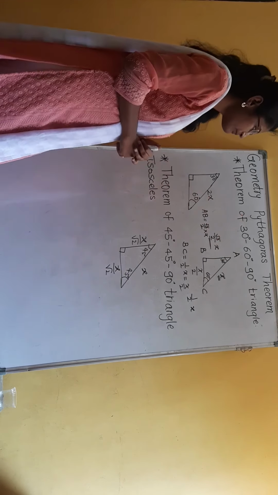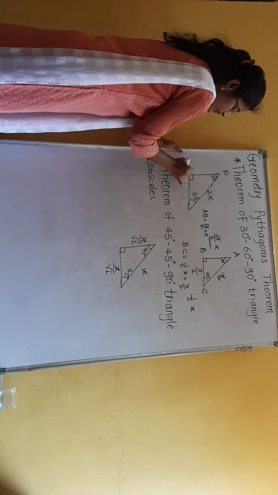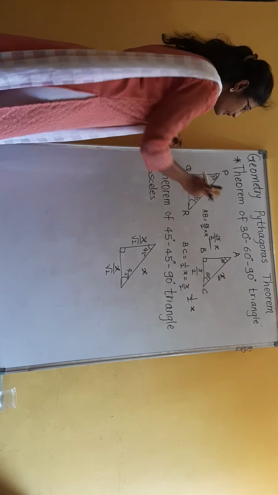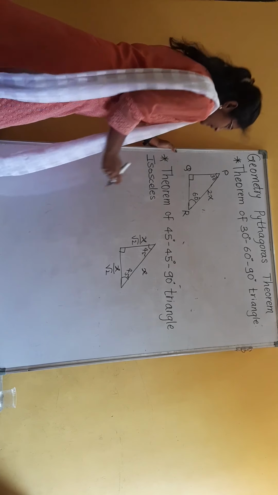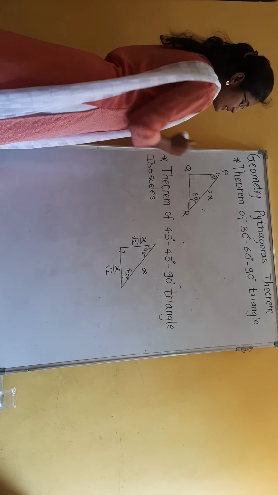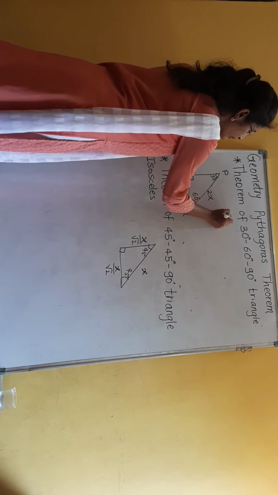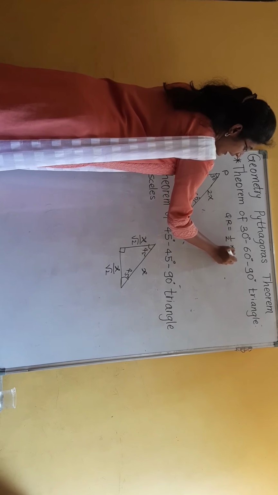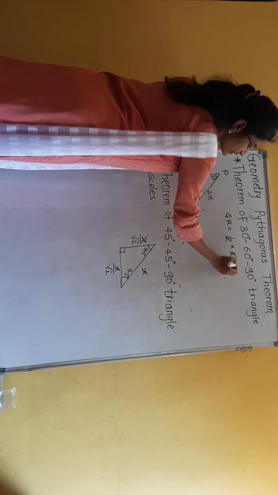Another example: in this example our hypotenuse is of measurement 2x. The length of the hypotenuse is 2x, then the opposite side of the 30 degree, that is QR, is equal to half of the hypotenuse. The length of the hypotenuse is 2x, so these two get cancelled.